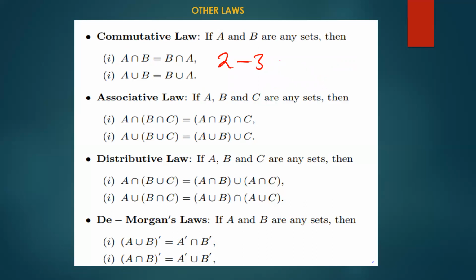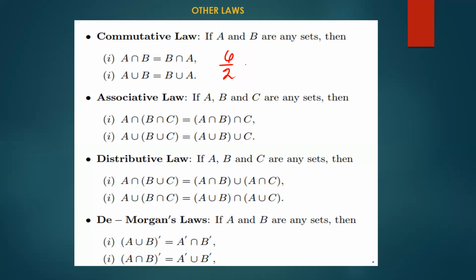2 minus 3, the answer is -1. 3 minus 2, the answer is +1. Subtraction does not obey the commutative law because the answers that we're getting on this side are different.